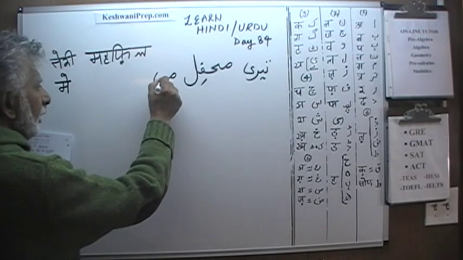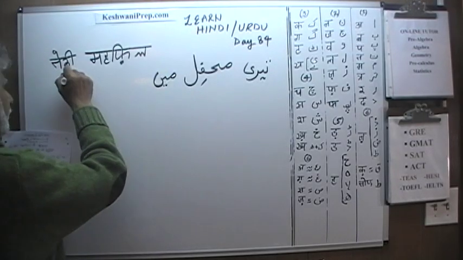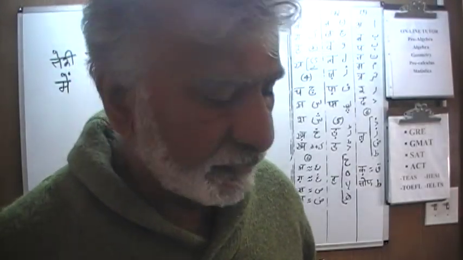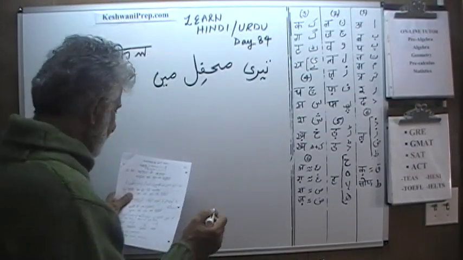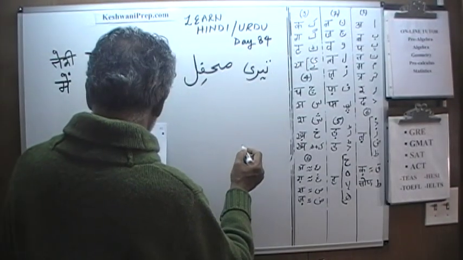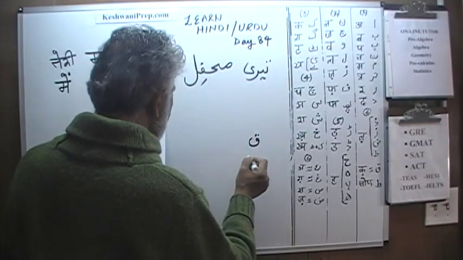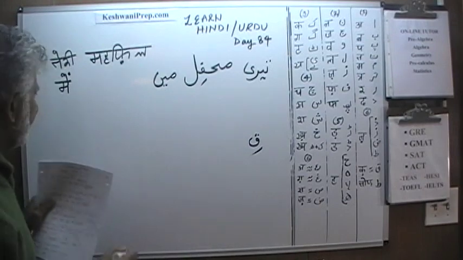And this nun guna here gives us this dot here. Because it is not me, it is me. It has a nasalized n at the end. Teri Mehfil me. The next word is a little complicated. The word is qaf with a zer that gives us ki.